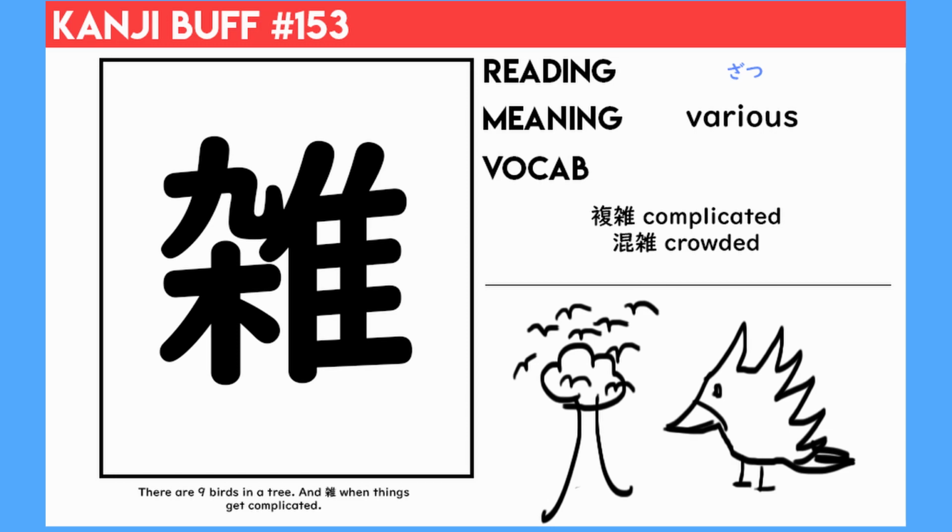So it's pretty easy. It's just zatsu, and you can read it in 2 common readings that I see a lot, which is fukuzatsu, which is complicated. And then you have konzatsu, which means crowded. Okay? And you can see here that there is a tree and there's lots of birds. So there are 9 birds in a tree. In zatsu, that's when things get complicated, or there are various birds in a tree, and that's when things get complicated. Okay, pretty easy, barely an inconvenience.